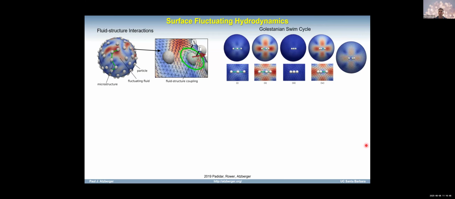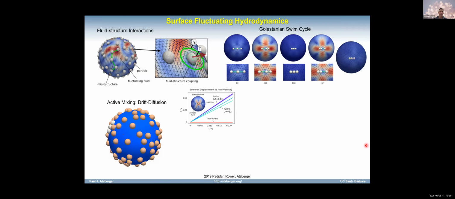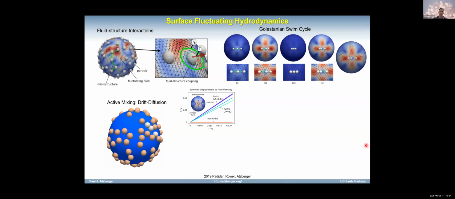And so you can do things as well looking at active mixing. So obviously proteins aren't passive within bilayers. And so this is just showing a little experiment where we have a Golestanian swimmer, but you could imagine just proteins that are undergoing conformational changes. That's going to push the lipid around in the surrounding solvent.